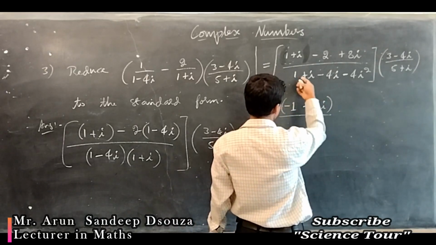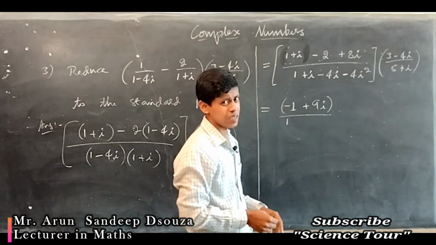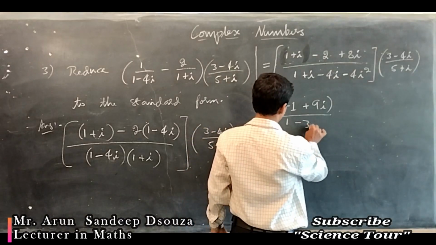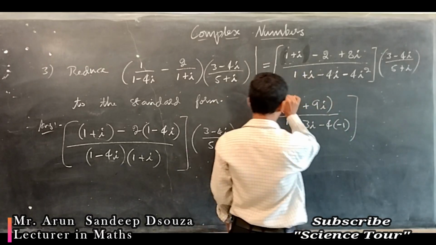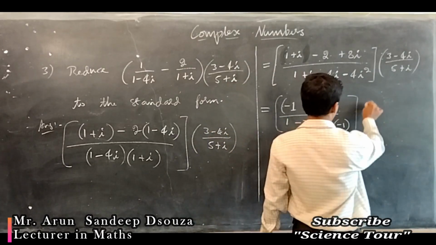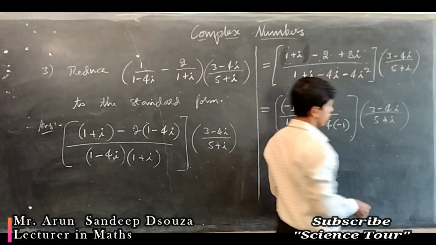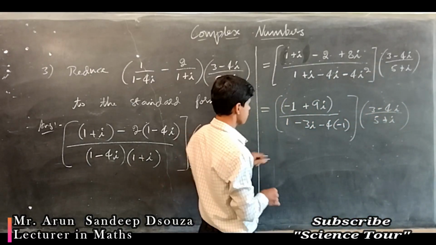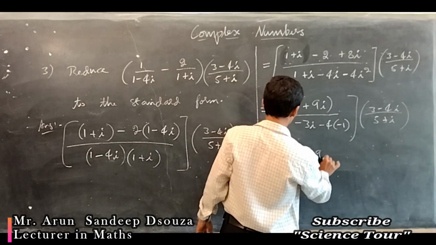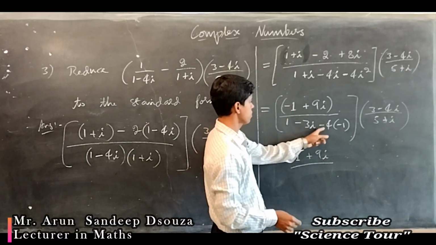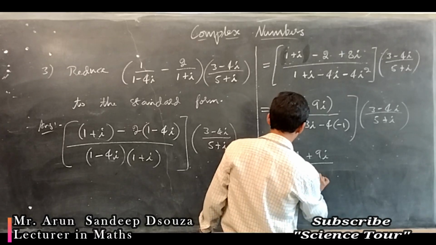Divided by, see, this is 1, i square is minus 1, so directly write ahead. This is 4 into minus 1, we'll write one step, doesn't matter. And this is 3 minus 4i, 5 plus i. So this is minus 1 plus 9i, nothing to change there. But this is minus and minus plus 4, 4 plus 1, 5. So this I'll write directly.